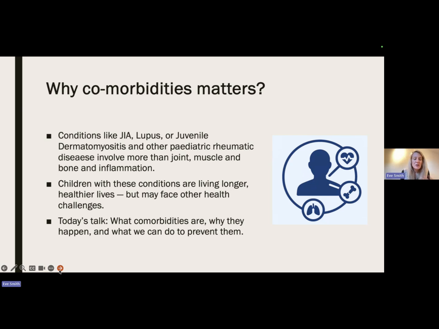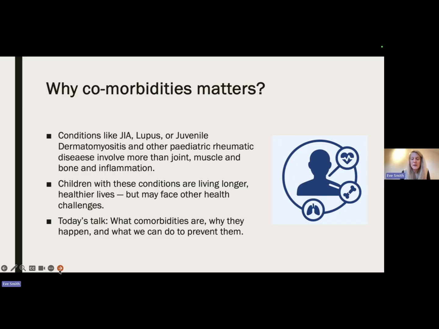So conditions like GIA, lupus, JDM, all the paediatric rheumatic diseases, although you might think of them as really involving the joints, the muscles, and the bones, maybe the skin, we know that over the longer term, there can be additional impacts that maybe we don't tend to focus on quite so much in childhood. And due to all the fantastic treatments, the biologics, all the different treatments that we now have access to, children are living much longer, they're leading much healthier lives. And the challenges that we're facing are maybe switching a little bit to some of the longer term challenges. And that's what the focus of this talk is about.